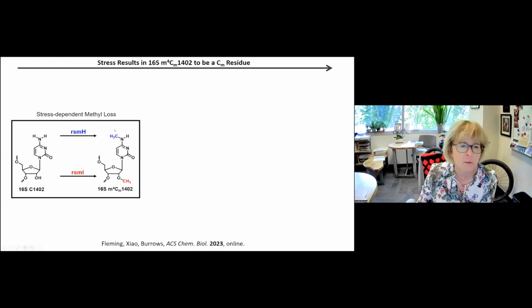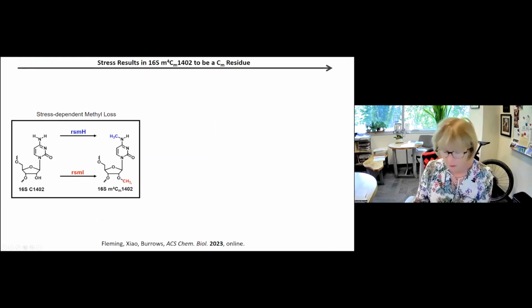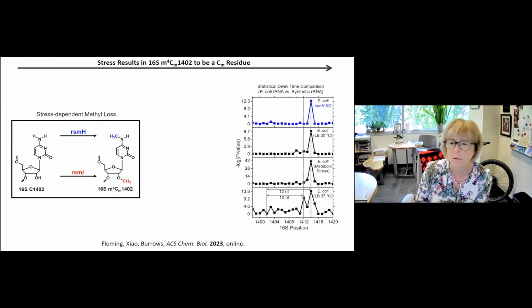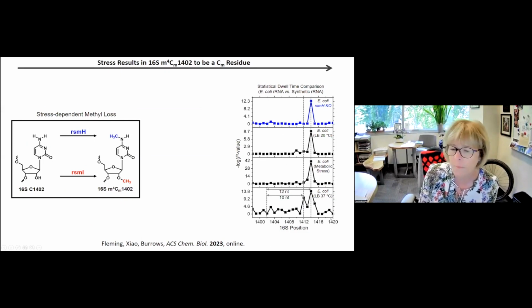So the dimethyl-C has 2 different writers that install a methyl group on N4 of the base, and on 2' is a different writer. And so you can obviously tell by mass spec that one of these is going away, but the question is which methyl group is going away. And actually we could figure this out by the signature from the dwell time.